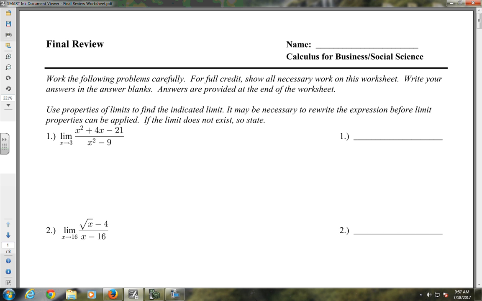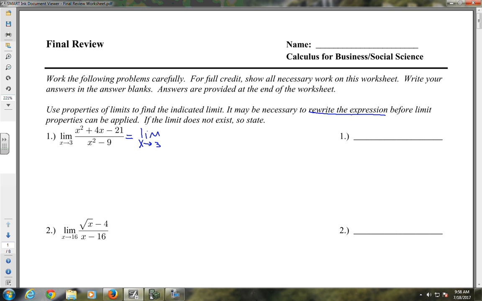Problem 1 is asking us to find the limit, and if you'll remember, your first attempt in calculating a limit is always to plug in that target value. But if we plug 3 specifically into the denominator in this case, we're going to get a 0 in the denominator, and that prevents us from calculating the limit. So instead of direct substitution, we have to apply an algebraic technique to rewrite the expression first before we evaluate the limit. So on the first problem, notice we can factor both the numerator and the denominator.